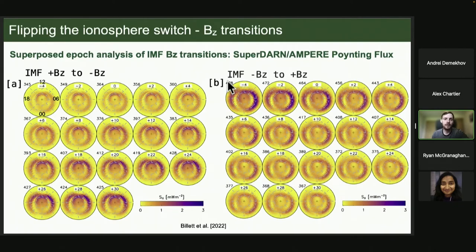What's cool, though, is if you look very closely at both of these transitions, you can see the increase or decrease starts on the day side at T0 and then moves across to the night side, which makes sense because the IMF transition itself starts at the magnetopause and has to move across the magnetosphere with time. So that's very cool that we can pick that out in the statistical data. So that's basically it.